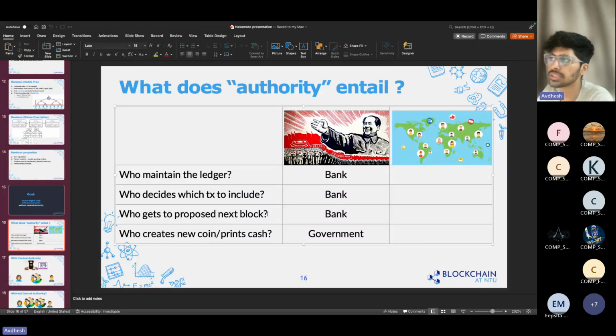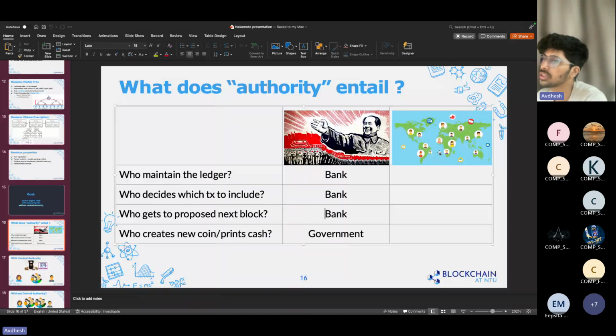And who proposes the next block? Majorly, everything has been done by the bank recently. So for the financial system, it's the bank, and who creates or prints coin is the government or some central authority, like RBI for us.